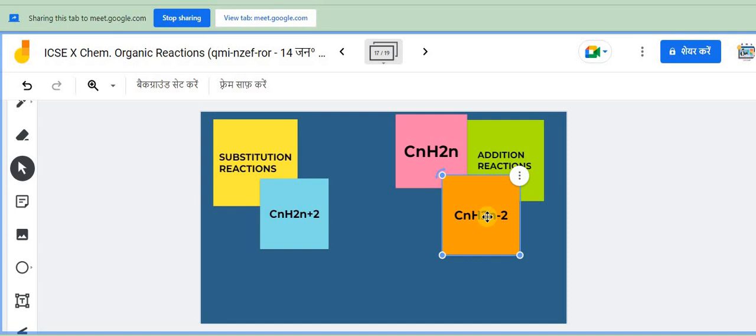What else? Dehydrohalogenation. Dehydrohalogenation is not an addition reaction, it is an elimination reaction. Next. Anyone else? Hydrogenation. Yes, hydrogenation. Yes, now you're right. Okay.